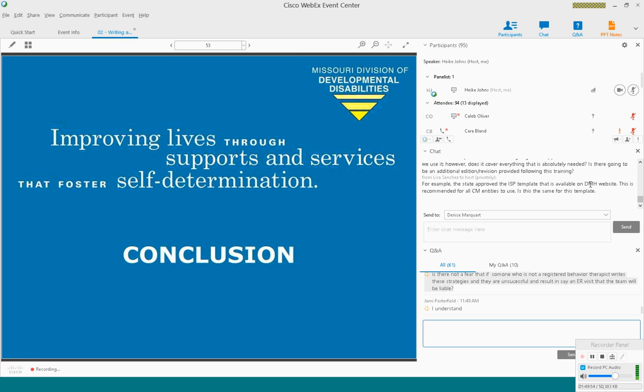So, for example, the state-approved ISP template that's available on the DMH website is recommended for all case managers to use. Is this the same for this template? If you have to have a yes or no, the answer is yes, I recommend it. I don't really have that power, but if you want to believe it, you can. We are providing this template as an aid for you, to help you understand what a safety crisis plan should look like or could look like.